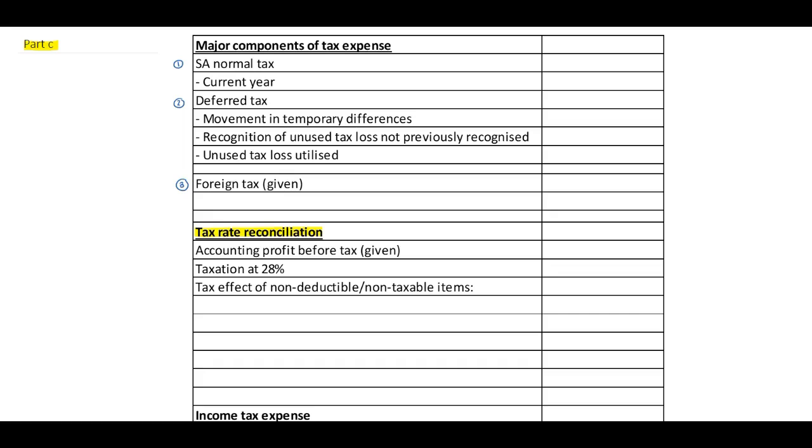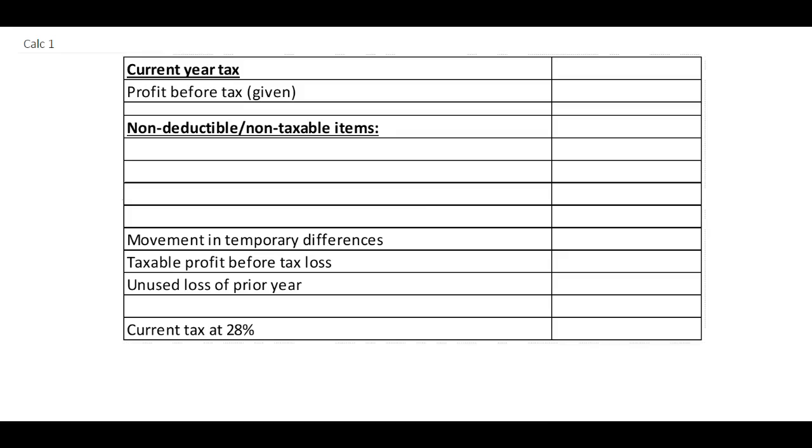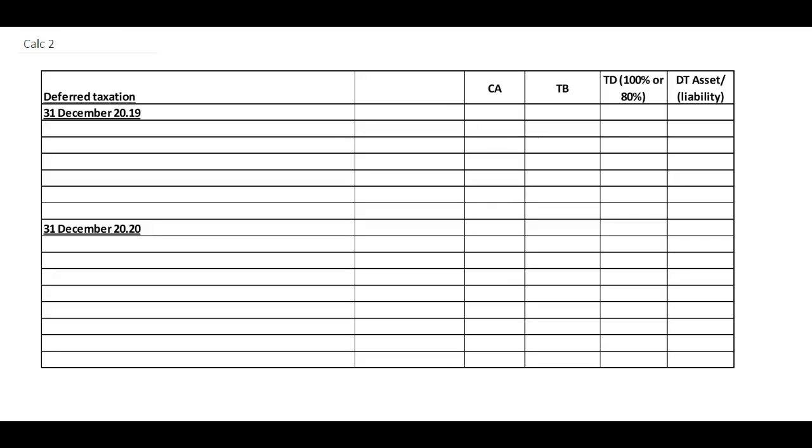Now, what I also do immediately, I will indicate that my current tax calculation will be performed in calculation number 1, and the movement in terms of my temporary differences of my deferred tax will be included in calculation number 2. Then on a new page, I will include that this is my calculation number 1, this is my current tax. And on the next page, I will include calculation number 2, my deferred tax. Therefore, this is my template, right?